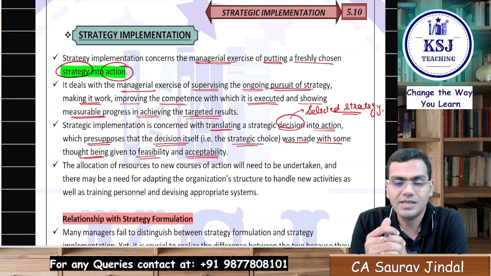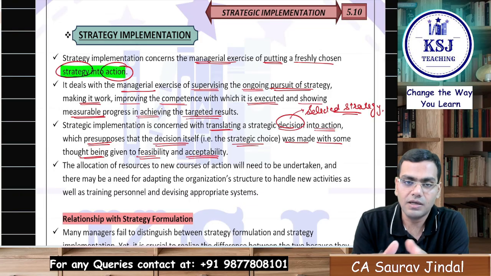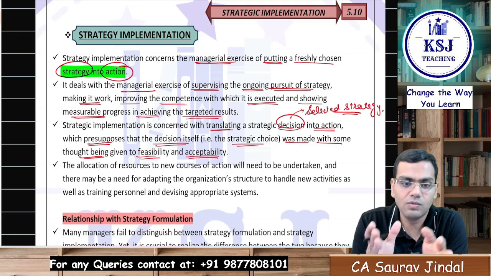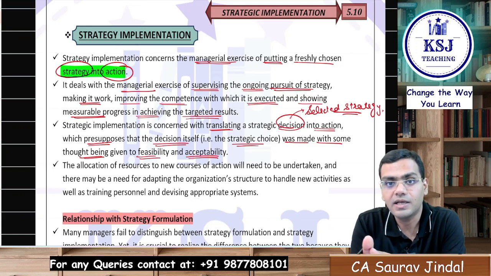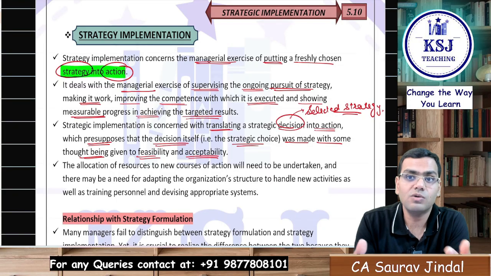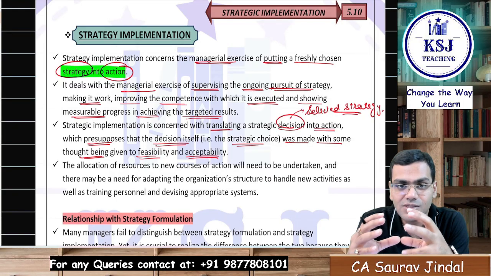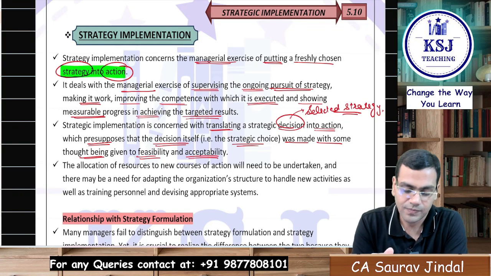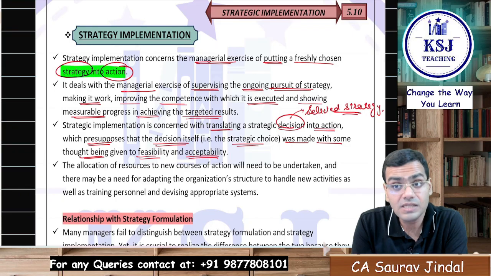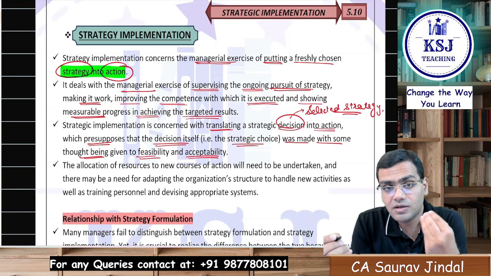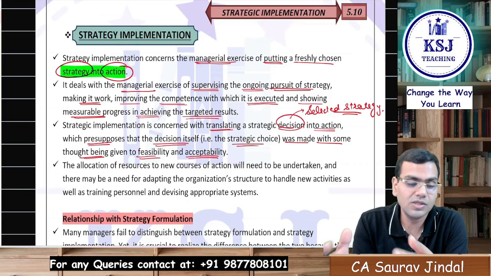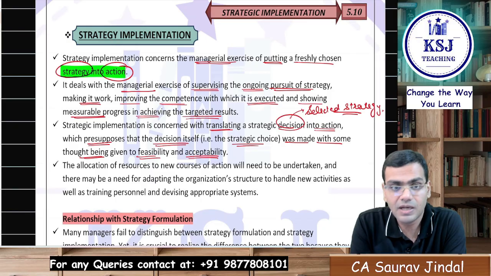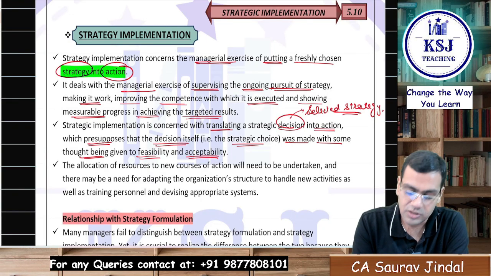What does it mean? Why will you select a particular strategy? That's fine that whatever you have selected, you now want to implement it. But in the first place, why have you selected that strategy? On the pre-assumption that this is the best strategy, this will definitely work for us, right? It already presupposes that the decision is feasible, it is acceptable, it will work in favor of the organization, right?